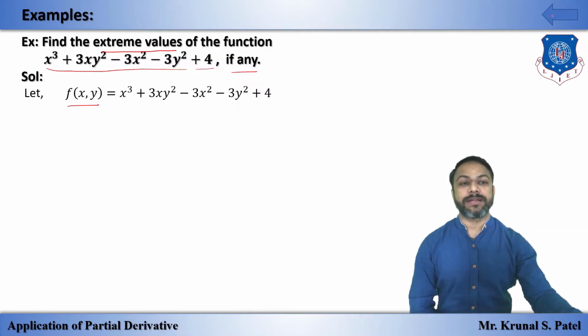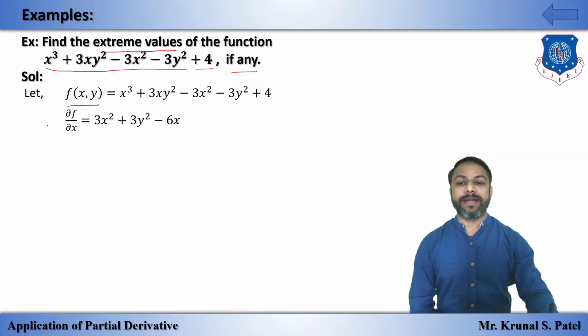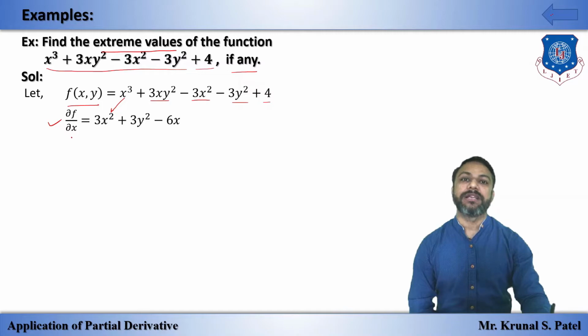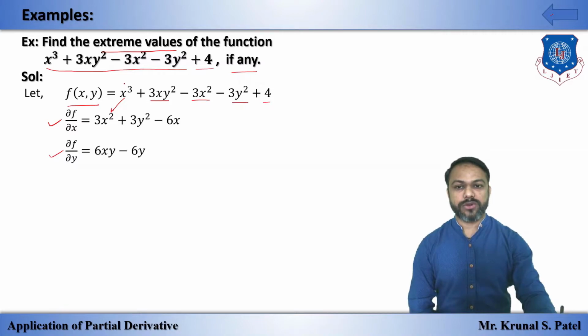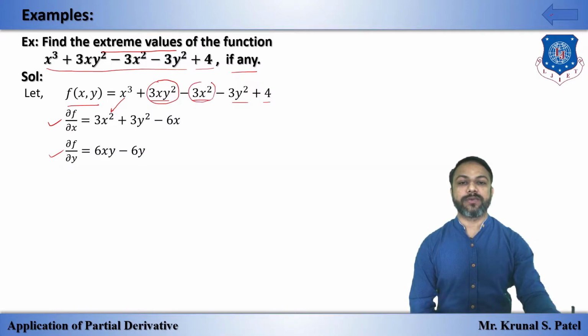What are the steps? Let's have a look at the steps. Steps are: find del f by del x, that is the derivative with respect to x. So we have 3x square, the derivative of this is 3y square, and the derivative of this is 6x, and 0, 0, because we are differentiating partially with respect to x, treating y as a constant. Now find del f by del y. So differentiation of x cube is 0, differentiation of this term with respect to y is 6xy, and differentiation of this 3x square is 0, and differentiation of this is 6y, and differentiation of 4 is 0.